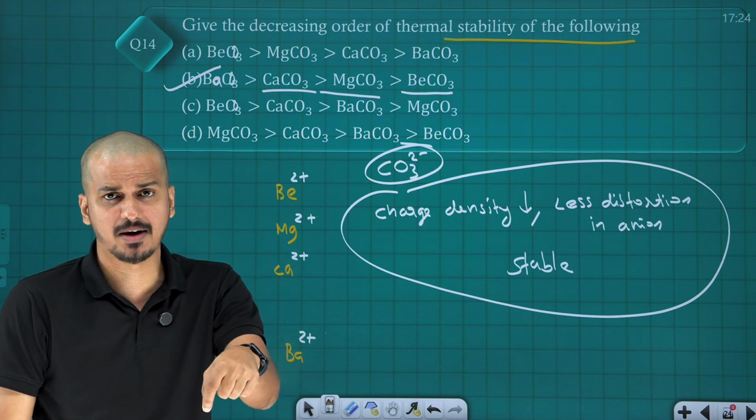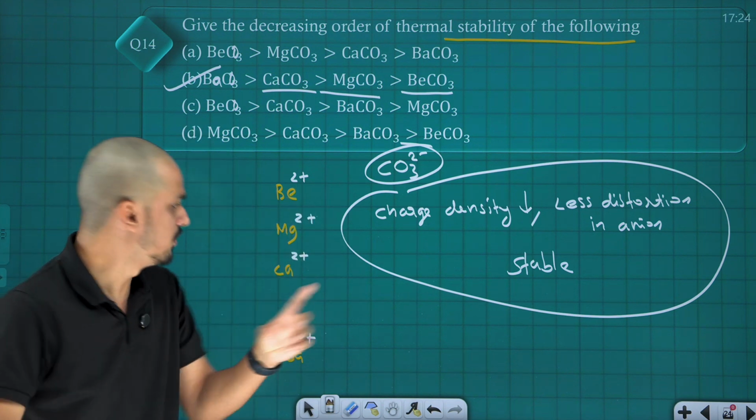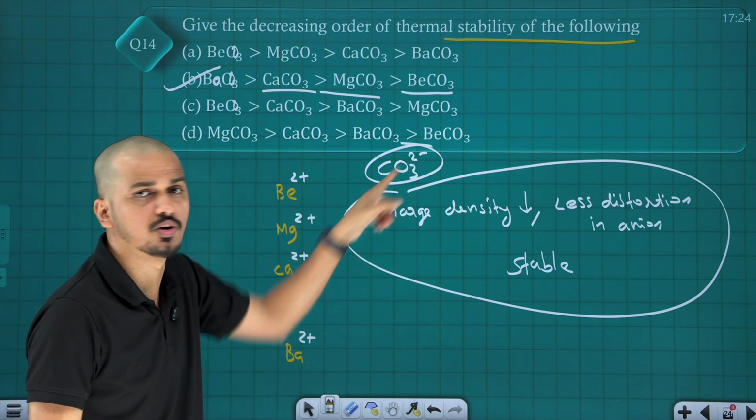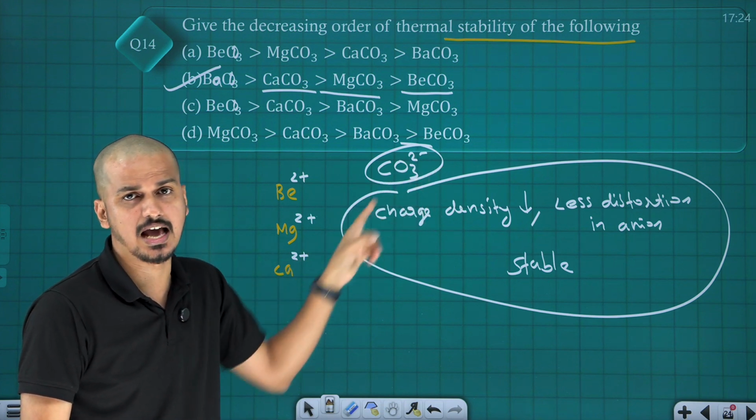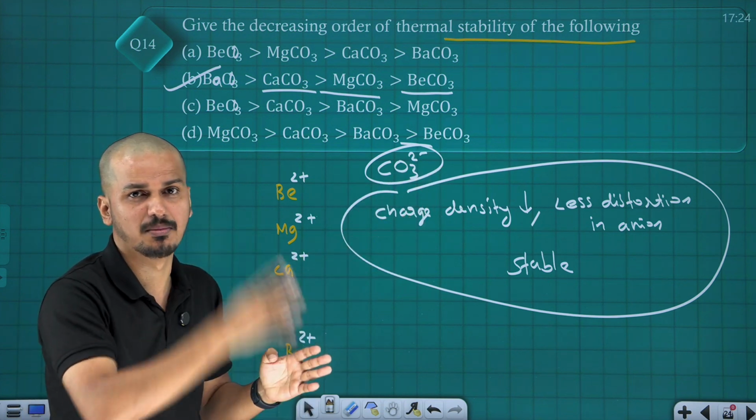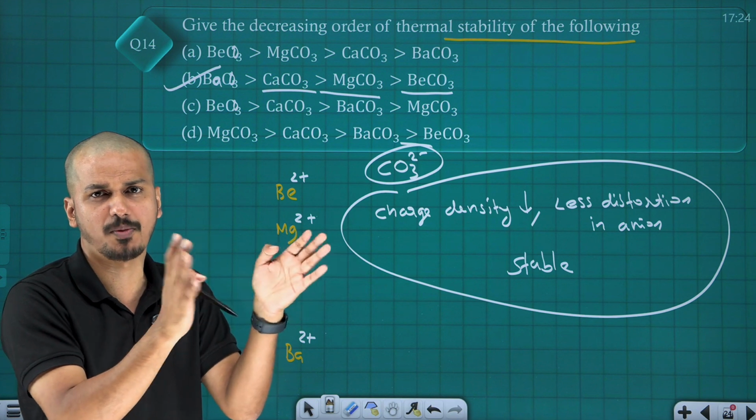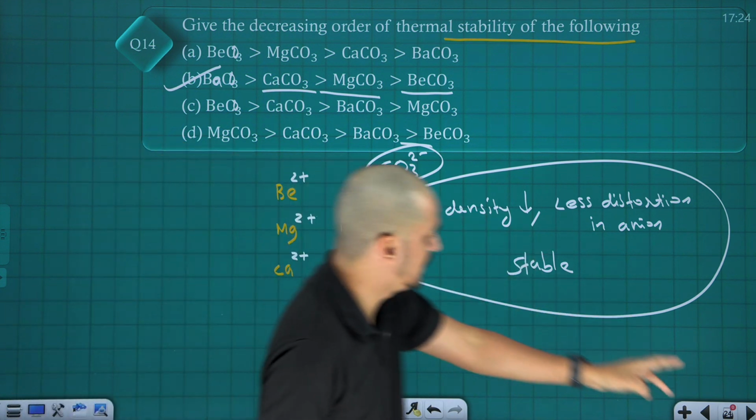In the case of beryllium carbonate, charge density is more. So that will distort more the CO3 2 minus anion, the electrons in the anion. So that means easily breakable. That bond is not powerful. That's the meaning. Okay, yeah. So B is the answer.